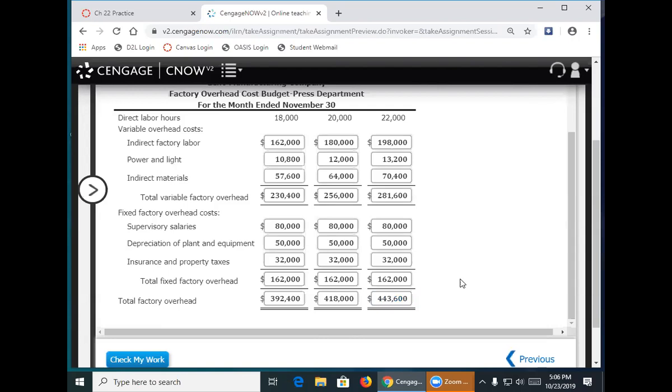So again, if we wanted to calculate our variances just for total overhead, we now have total factory overhead at three different production levels. So if our actual was 22,000, we could compare it to this and see what our variance was. Okay. But again, we won't do any variances in overhead except for total overhead, because those get really tricky.